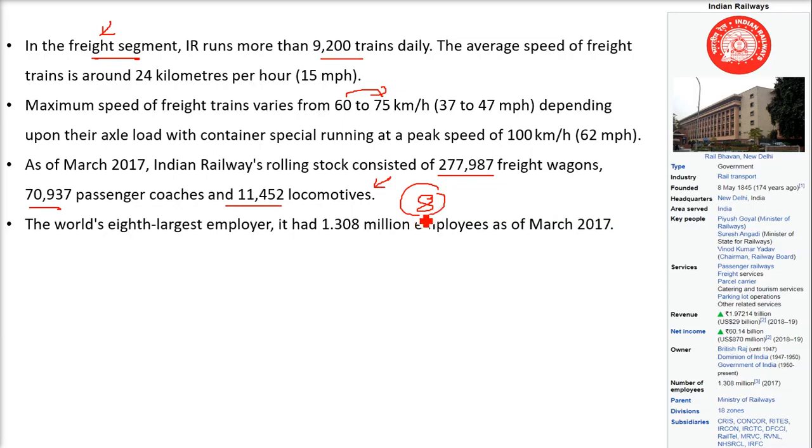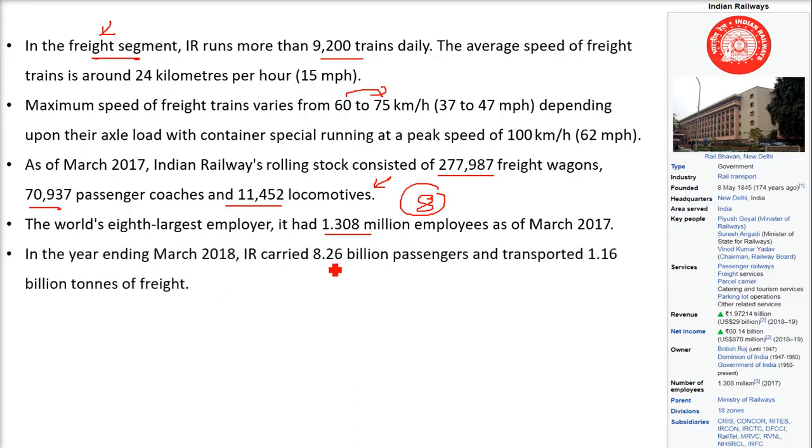Indian Railway is the world's 8th largest employer. So we have 1.308 million; again, let me tell you, a million is 10 lakh. So you can just find out how many people are employed in Indian Railway. And in the present scenario, Indian Railway carried 8.6 billion passengers and transported 1.16 billion tons of freight, that is weight.